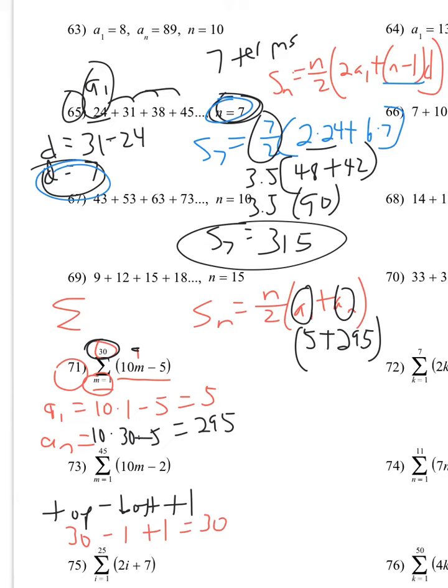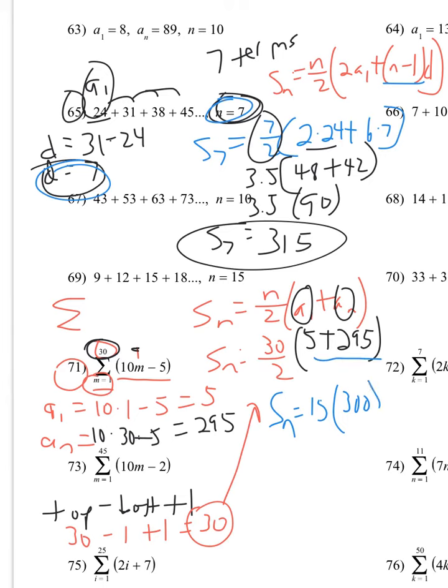Now, key thing with sigma notation, it doesn't always start with 1 on the bottom. So that's why you've got to be very careful. In this case, n ends up being the top number. So if I put that in here, I'd have 30 over 2 out in front. So Sn equals 15 multiplied by 300 if I add my 5 and 295. So Sn equals, 15 times 300, 4,500. So that's a lot faster than having to plug in every number from 1 up to 30.